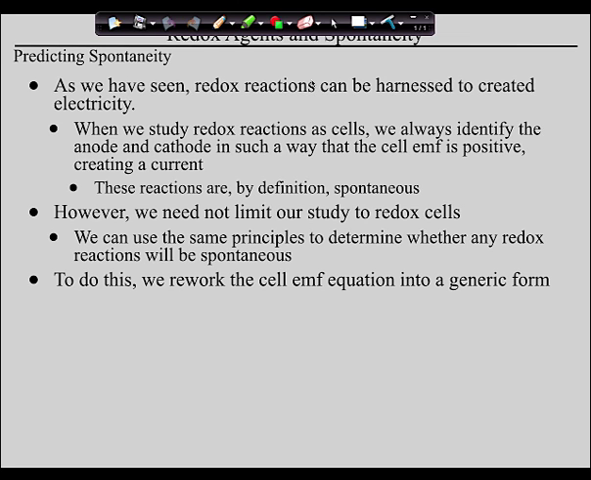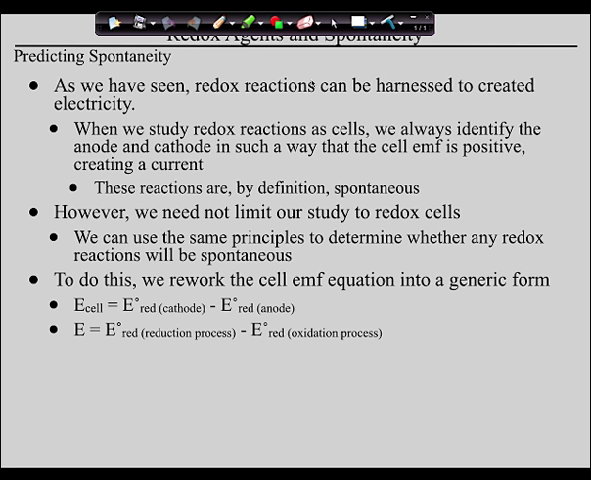So guys, in order to do this, we can take our cell EMF equation and genericize it. So it goes like this. This is the equation that we use to figure out the voltage of a battery, right? Cathode minus anode. But guys, what happens at the cathode? What chemical process happens at the cathode? Reduction. And at the anode? Oxidation. So we can just rewrite it, and now we have a generic equation that allows us to study any electrochemical process. That you need to write down.